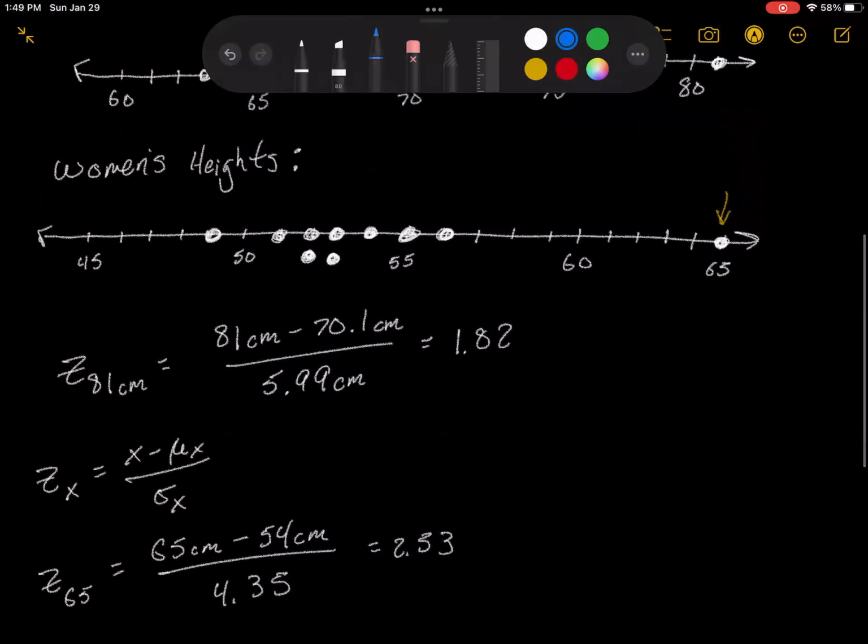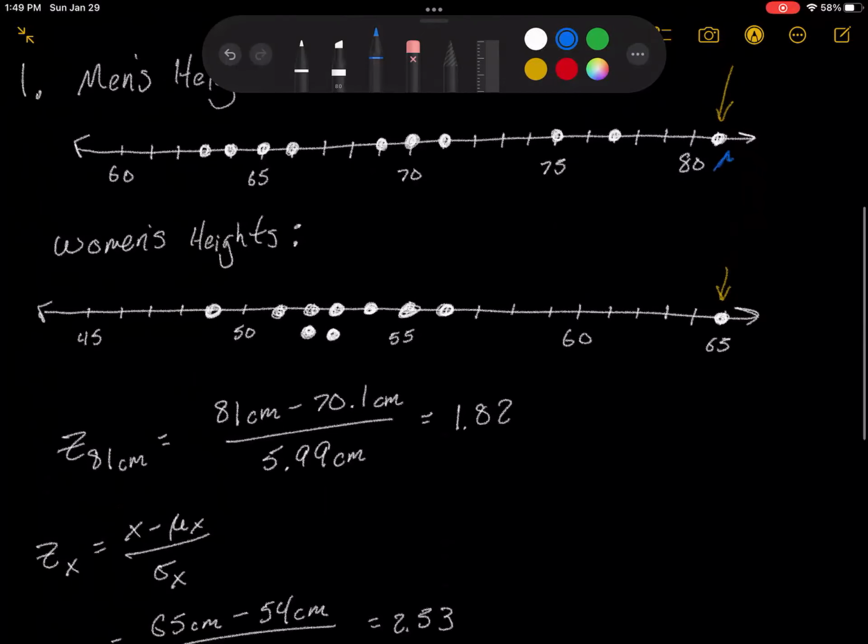So what does this tell us? It tells us that this man right here that measures 81 centimeters is only 1.82 standard deviations away from his center. His center was 70.1, so somewhere right there. So he's only 1.82 standard deviations away. The woman that measures 65 centimeters is more than 2 standard deviations away. She's 2.53 standard deviations away from her center, which was 54.